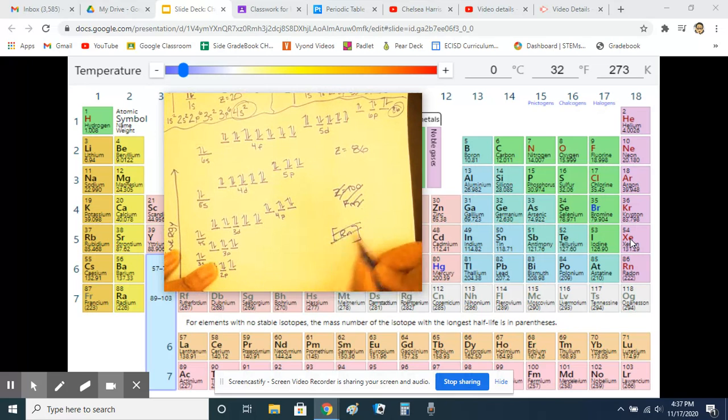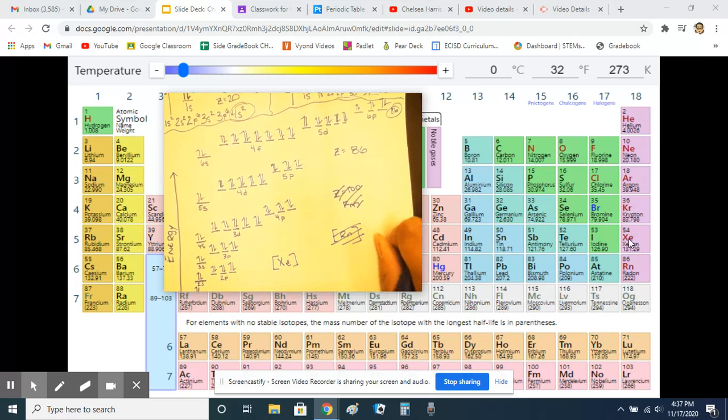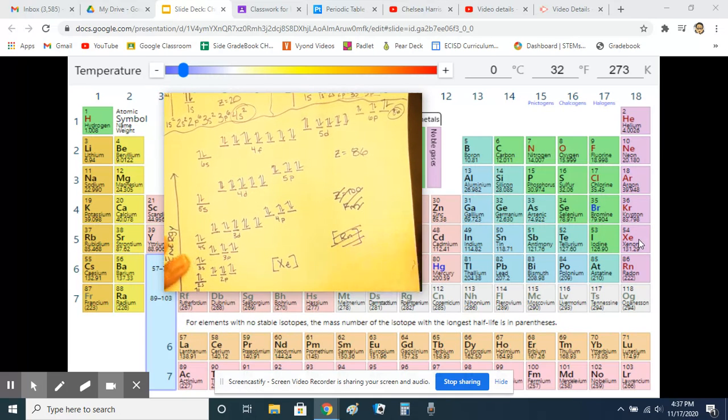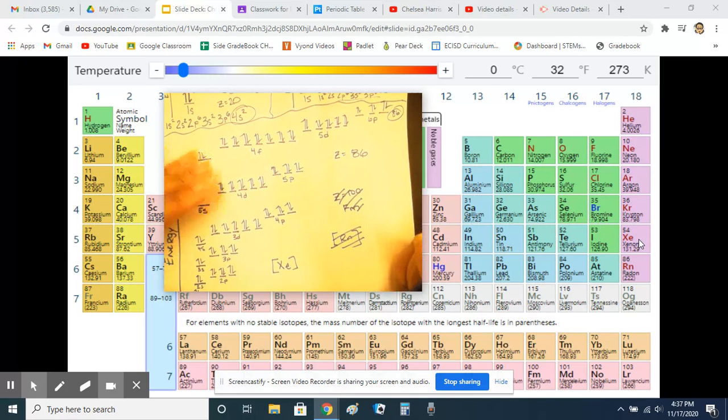So you would be doing bracket xenon. And where does xenon end? Xenon is element number 54. So you have to find the 54th arrow and then continue from there. What would that be? 54, what's that? 27. So we need to find 27 boxes.